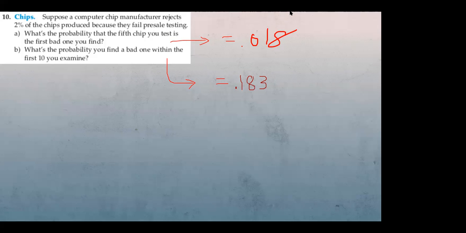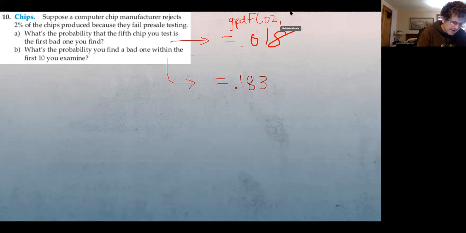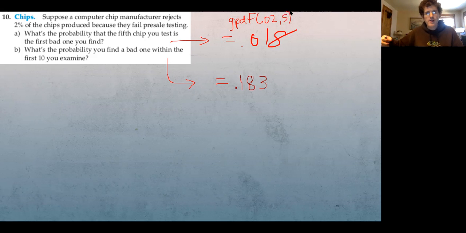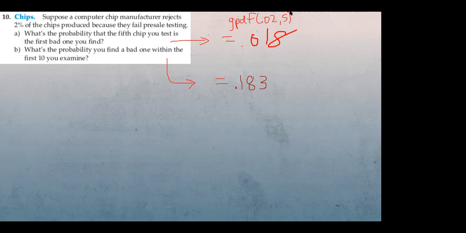I went to geometric PDF and put 0.02 as P and then 5 as the X value. That's the probability of getting the first success, which in this case is a failure, funny enough. The first success at exactly the 5th. Okay, and for the next one, Lily, how did you come up with that? I went to geometric CDF and then put 0.02 and 10.